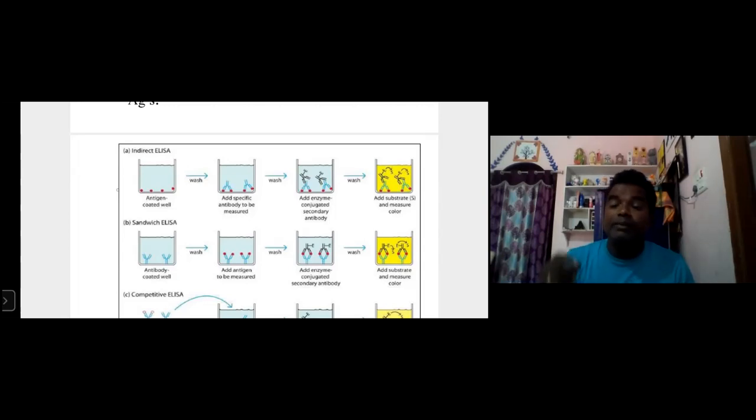For example, nowadays the RT-PCR test. What is the RT-PCR test useful for?